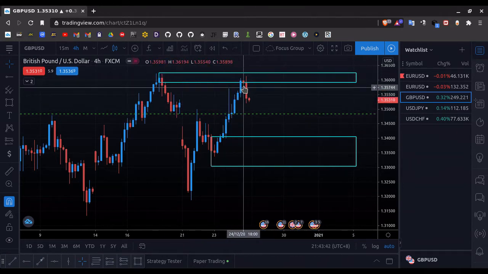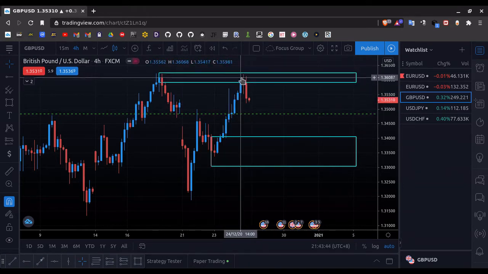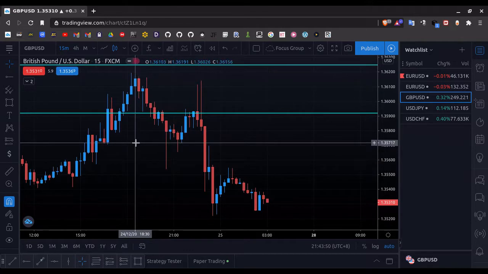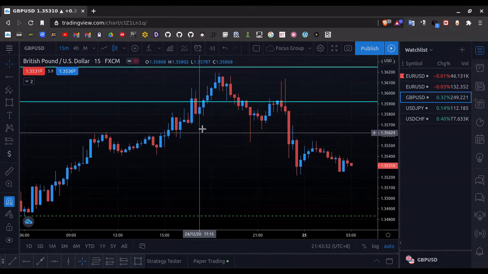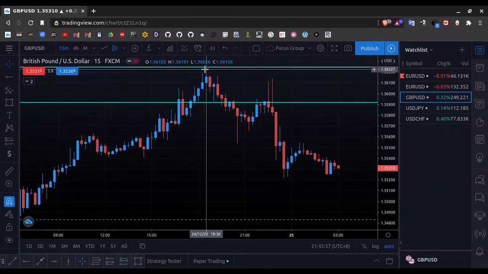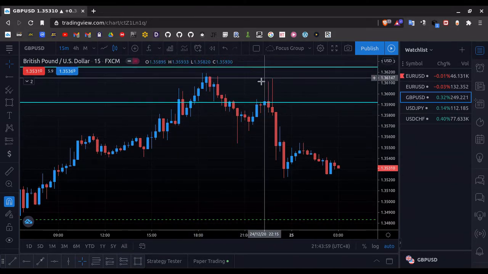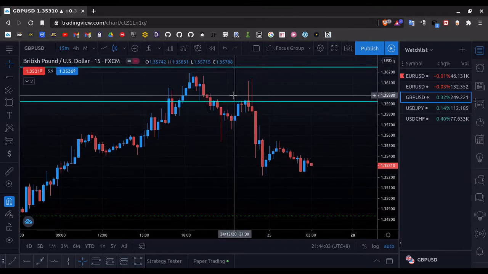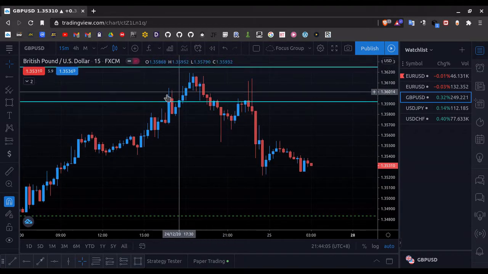So once price came back to this zone, I would be looking for an entry signal on the 15-minute to take a short. Now the entry signal could be anything, it's up to you. It could be a bearish engulfing, it could be a pin bar, it could be a Fibonacci retracement level, it could be all sorts of things depending on what you want. So you could have found an entry signal.